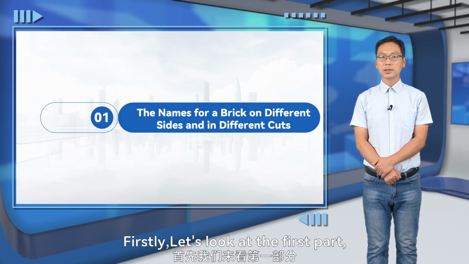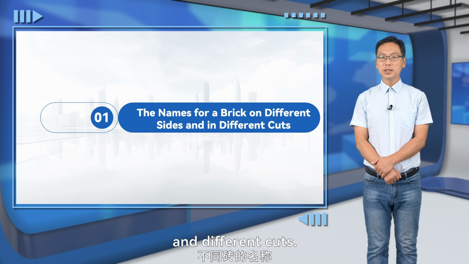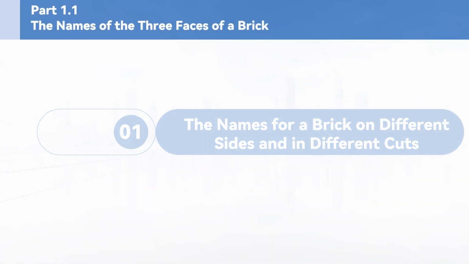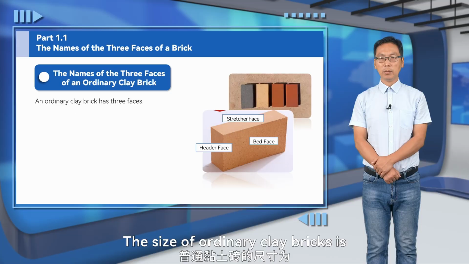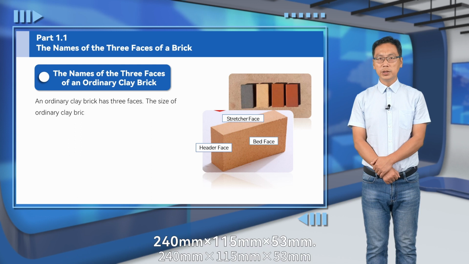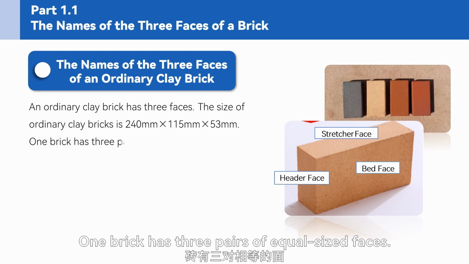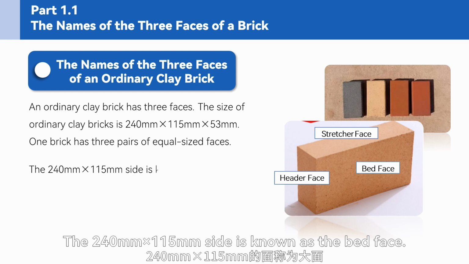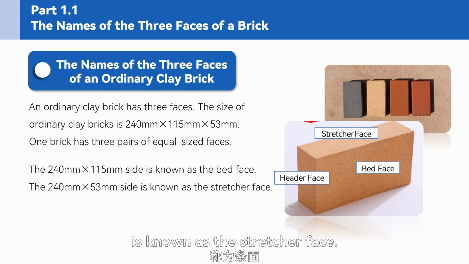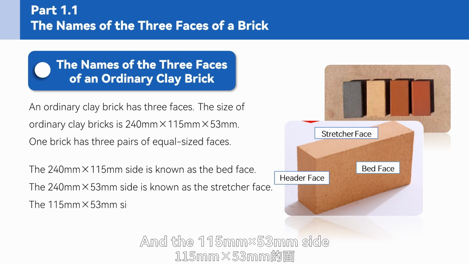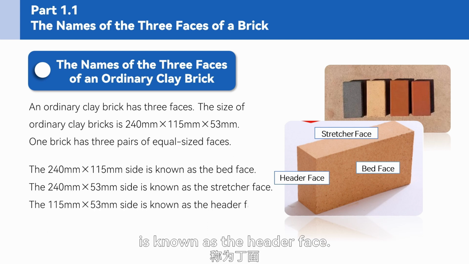Firstly, let's look at the first part, the names for a brick on different sides and in different cuts. 1. An ordinary clay brick has 3 faces. The size of ordinary clay bricks is 240 by 115 by 53 mm. One brick has 3 pairs of equal-sized faces. The 240 by 115 mm side is known as the bed face. The 240 by 53 mm side is known as the stretcher face. And the 115 by 53 mm side is known as the header face.